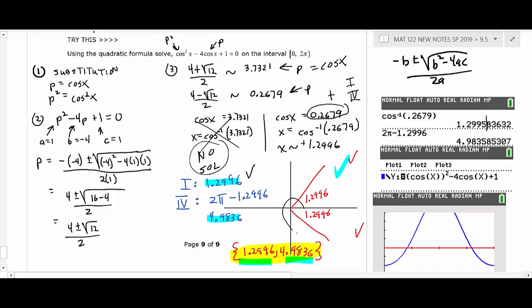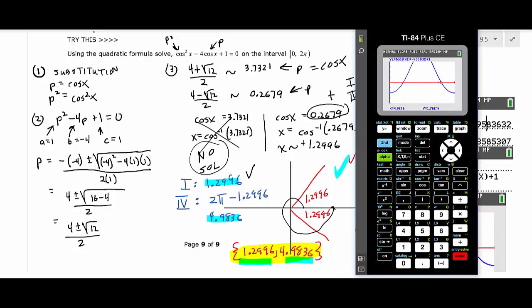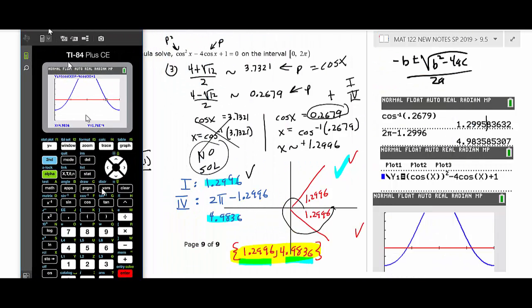Your quadrant 4 answer, you would go all the way around the circle, 2 pi minus the reference angle, to get 4.9836. Now what I did on this, if you check on your calculator, this is basically what it's going to look like. I put in the function like this. The graph will come out like this, and then you just trace these two answers.